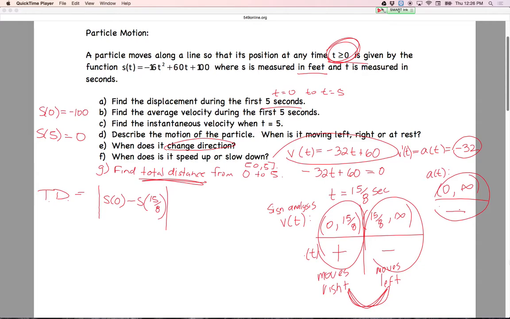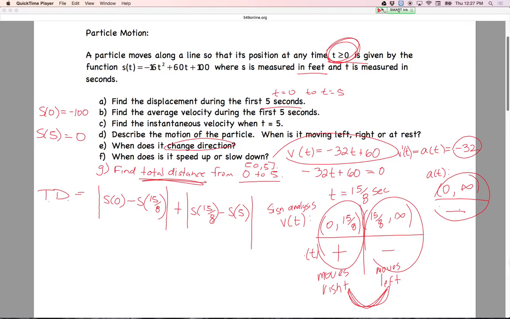It's going to be positive, because you're going to take the absolute value anyways. Plus, what's the next one? What would the next displacement you'd have to calculate? S of 15/8 minus what? S of 5. Where are you getting 5? Because I said, find the total distance from 0 to 5. That's easy, isn't it? Total distance 0 to 5, just make sure if there's any place you change direction, you measure the displacement to those changes in direction.